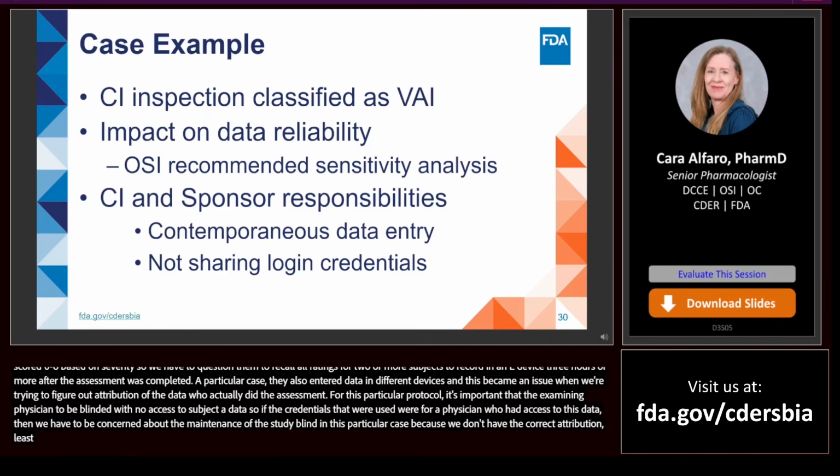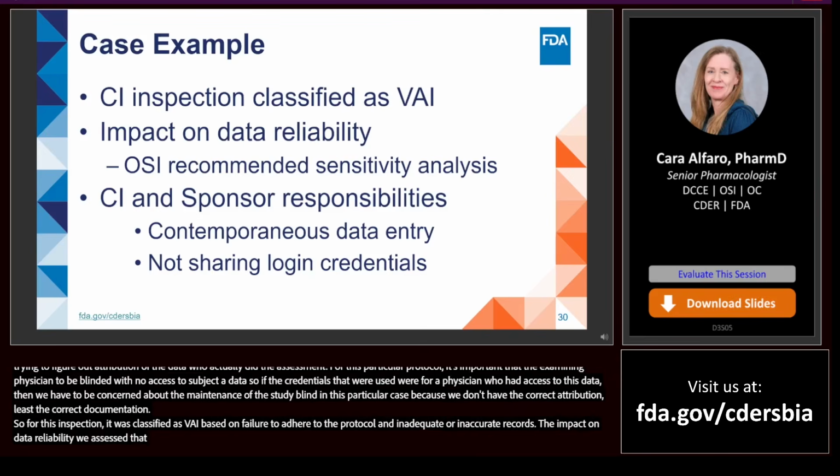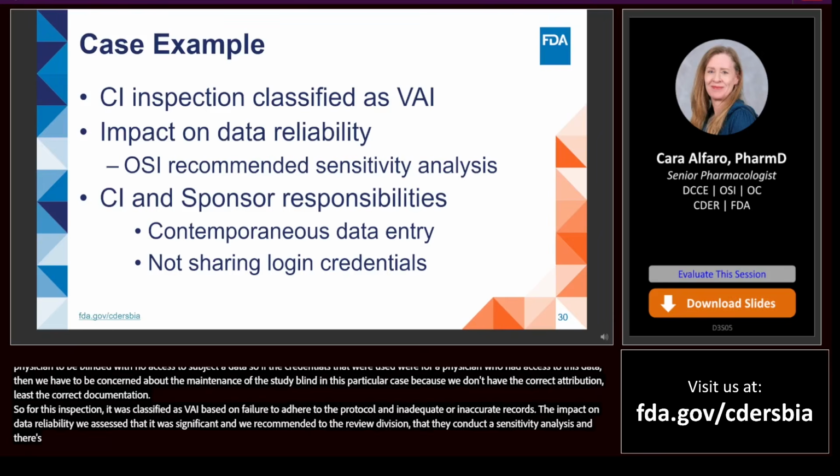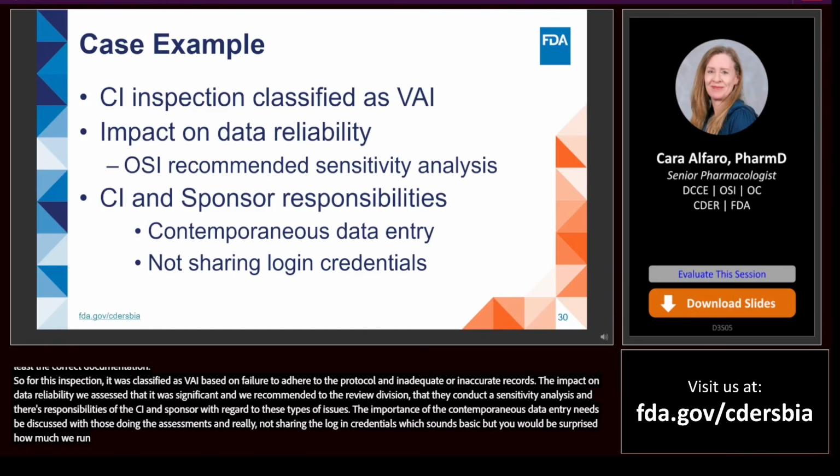So for this inspection, it was classified as VAI based on failure to adhere to the protocol and inadequate and/or inaccurate records. The impact on data reliability, we assessed, was significant, and we recommended to the review division that they conduct a sensitivity analysis. And really, there are responsibilities of the CI and the sponsor with regard to these sorts of issues. The importance of contemporaneous data entry needs to be discussed with the people that are doing the assessments. And really, not sharing login credentials, which sounds pretty basic, but you'd be surprised how often we actually run across that issue. So we have to know attribution of data.